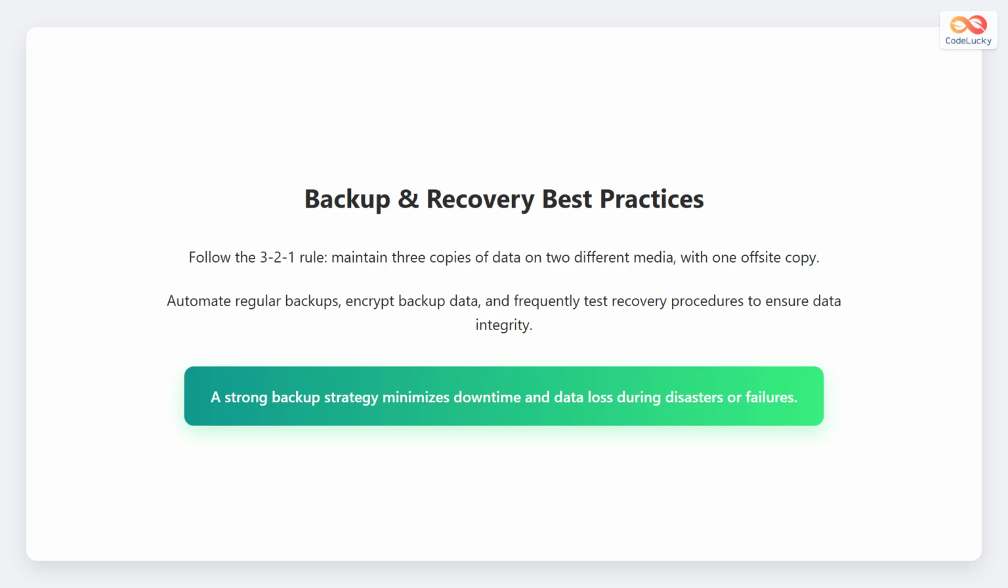Effective backup and recovery strategies are essential to protect against data loss. Follow the 3-2-1 rule. Keep 3 copies of data on 2 different storage mediums, with 1 copy stored offsite. Automate regular backups, protect backups using encryption, and routinely test recovery processes to verify data integrity. Strong backup plans reduce downtime and minimize data loss during failures.